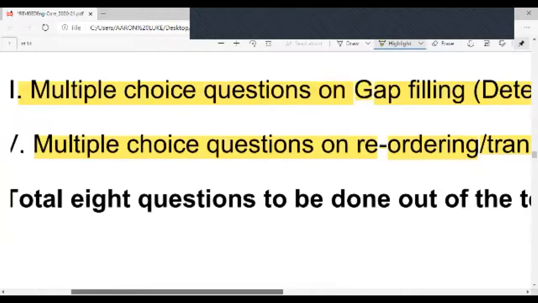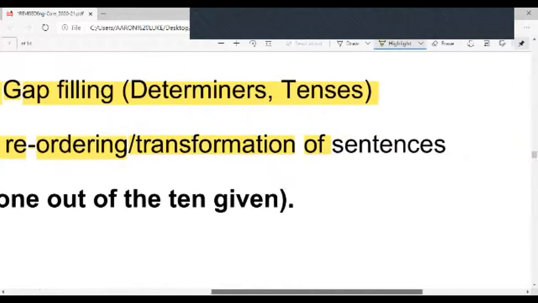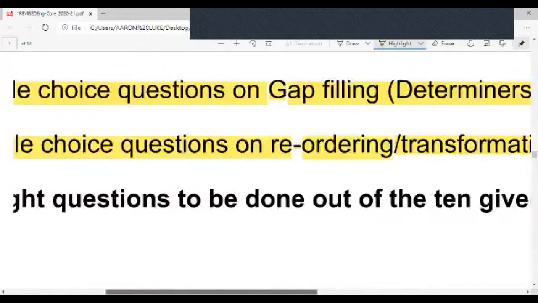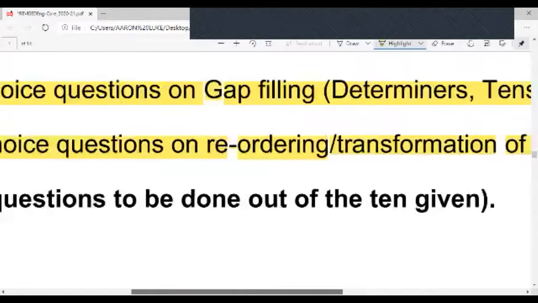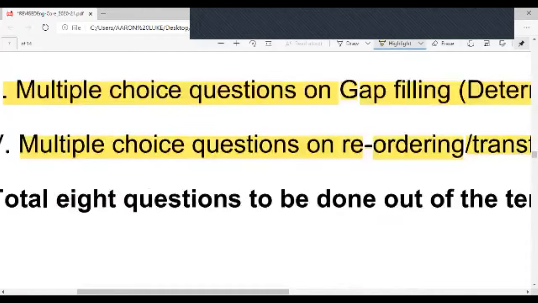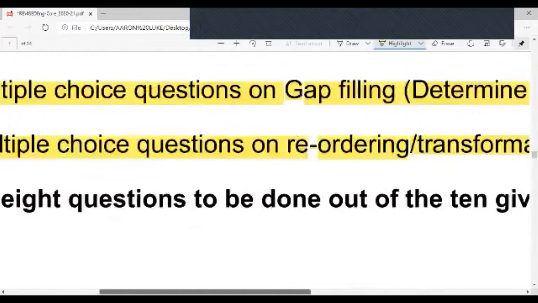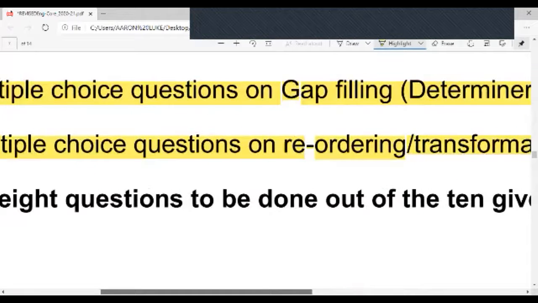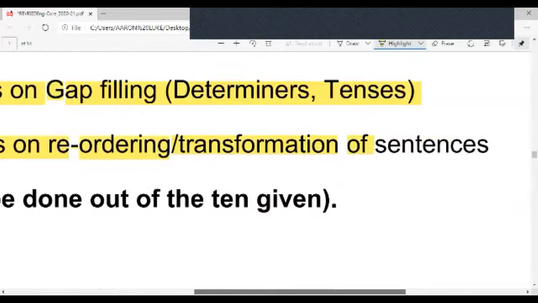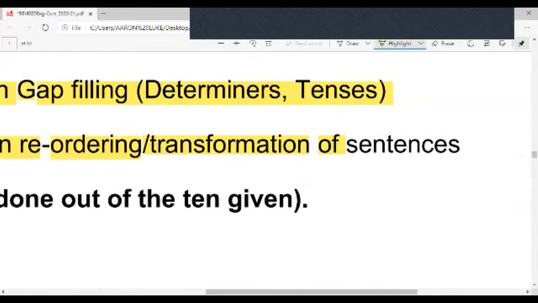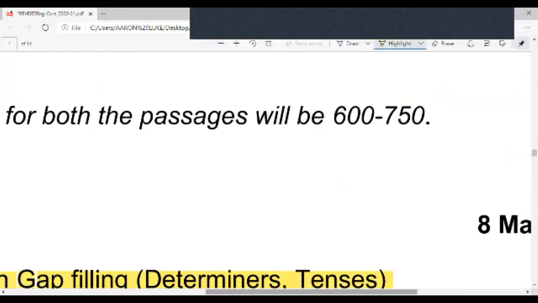So this is what you have to be thorough with during the grammar sessions, which will be taught in a holistic manner, helping you to complete the requirements of grade 11 and 12 examinations. So you can make a mention of it. Roman letters 3 and 4 are MCQs on grammar, based on determiners, tenses, reordering and transformation of sentences. So how many marks will you be asked for?